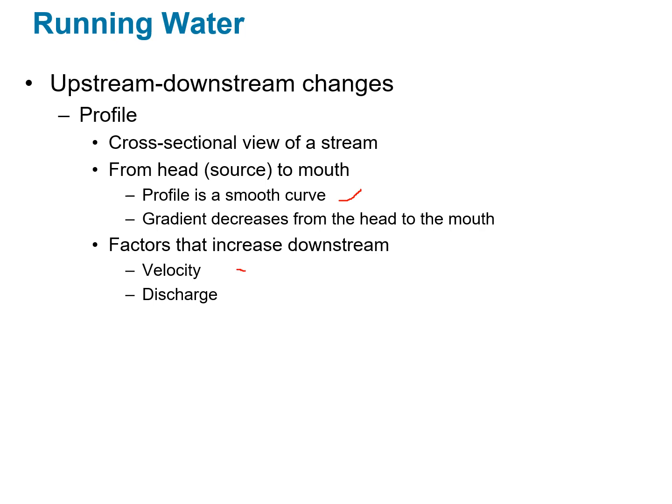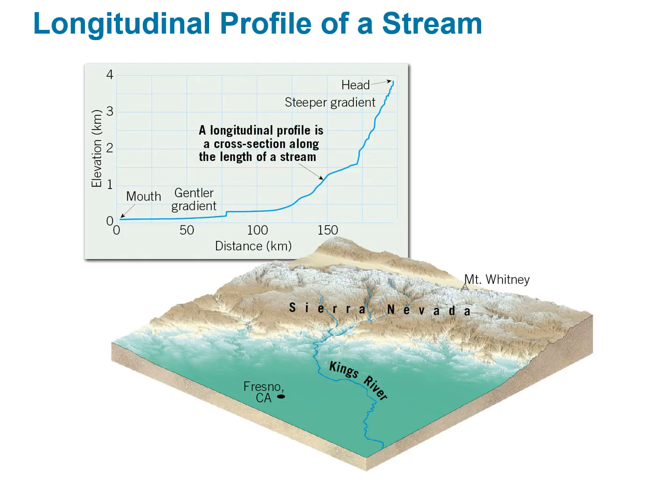And there are a bunch of factors that change in the different sections of a river. Velocity and discharge are two of those. So here is an example of a profile of the Kings River in California. The head is over here, in the Sierra Nevada mountains. And then this river cuts through and makes it out to the Central Valley here. And you can see the gradient decreases as you approach the Central Valley and then flattens out as you approach the mouth.